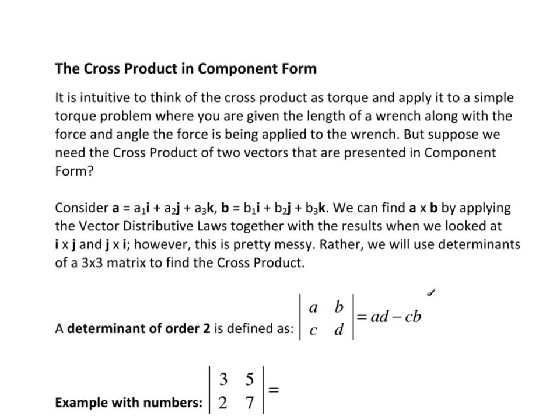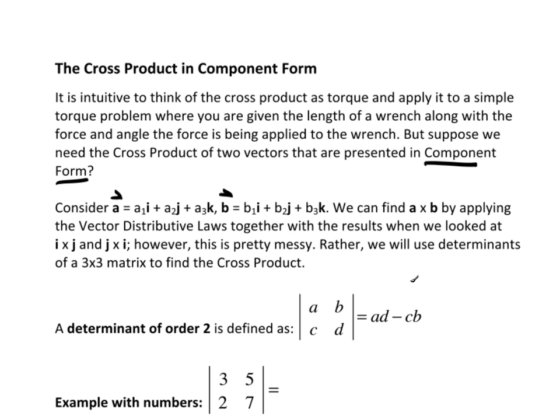Let's talk about the cross product in component form. Now, it's very intuitive to think of the cross product as torque, and we apply it to a simple torque problem where you're given the length of the wrench along with a force and the angle the force is being applied to the wrench. But suppose we simply need the cross product of two vectors that are presented in component form. So consider these two vectors, vector A and its components, vector B and its components.